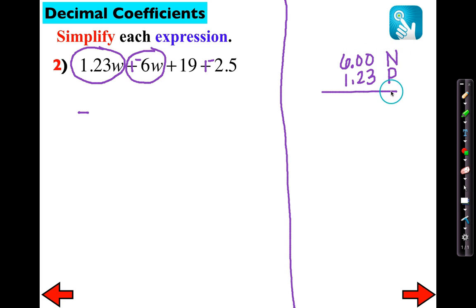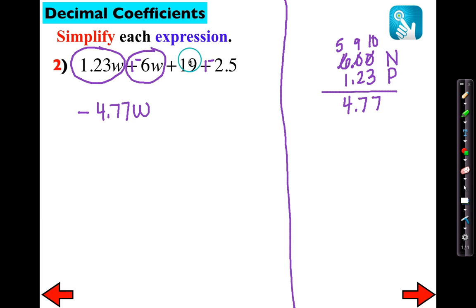How many more negatives are there than positives? Let's find the difference. This becomes a 10, this becomes a 9, and a 5. 10 minus 3 is 7. 9 minus 2 is 7. 5 minus 1 is 4. So we're going to go ahead and put 4.77w. We're not done yet.